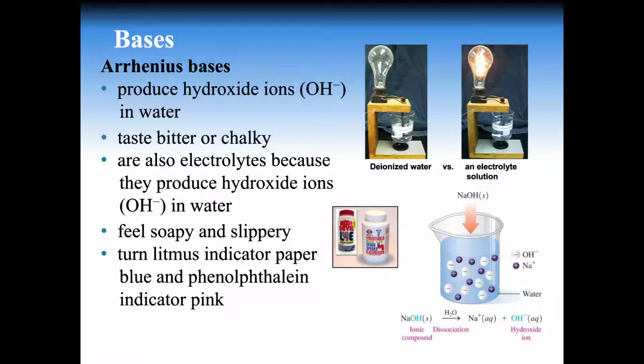All right. It turns litmus paper blue. And then we also use what's called an indicator, phenolphthalein, which you'll see in your labs when we do our labs. So we'll talk about that more. But when a solution becomes basic and it has phenolphthalein in it, it'll turn pink. Okay?